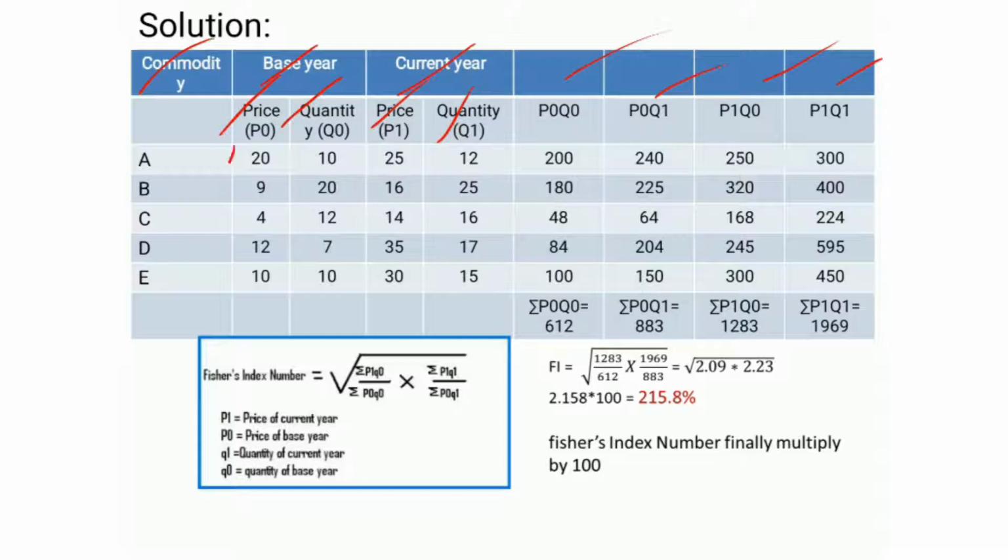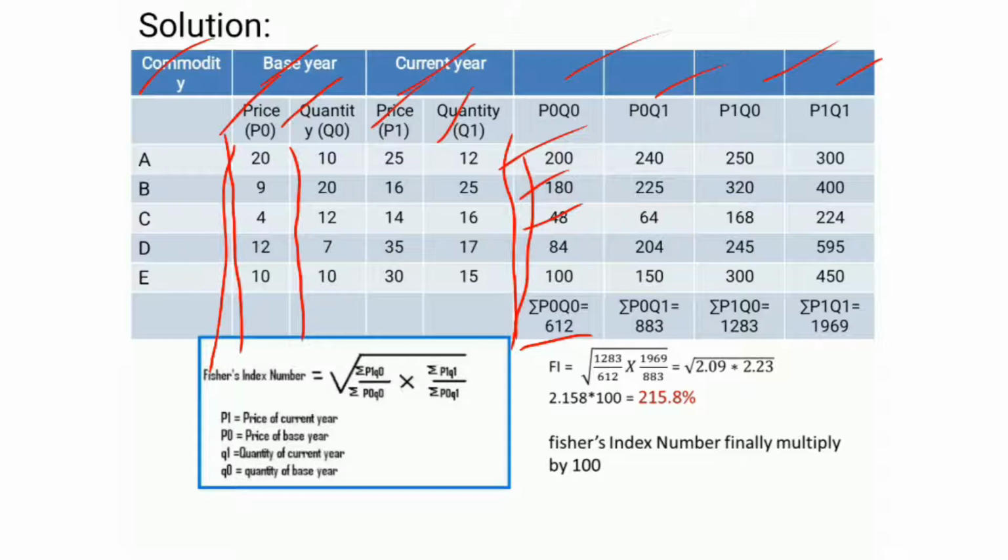P naught values into Q naught values: 20 into 10 is 200, 9 into 20 is 180, 4 into 12 is 48. After finding all of these, add all the values and you get the summation, 612, the total of P naught Q naught. The next column is P naught Q1. The P naught values should be multiplied with the Q1 values. It's very simple. After multiplication, you add and you get 883.